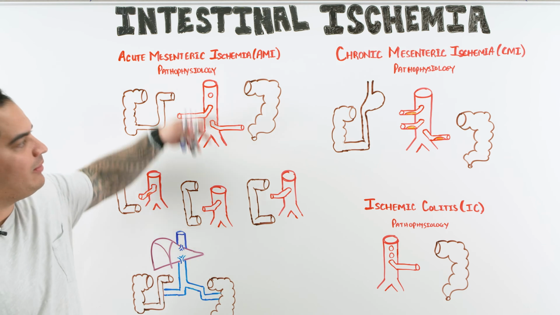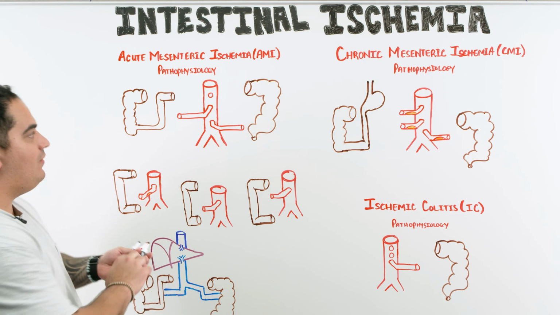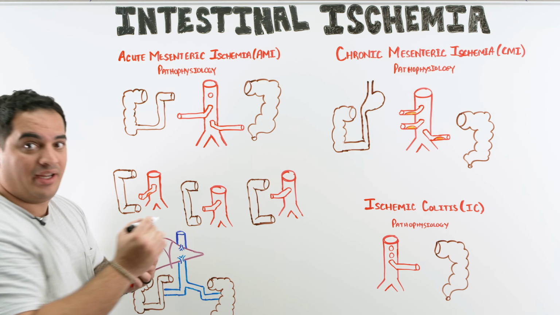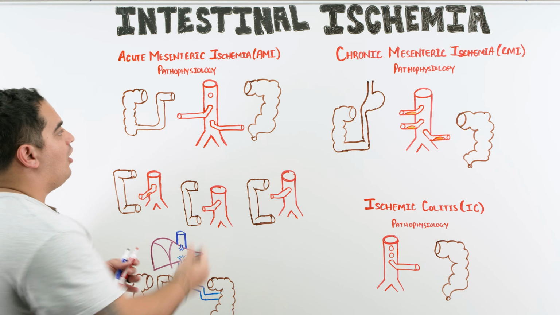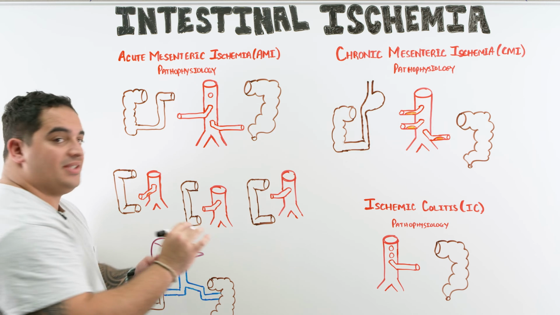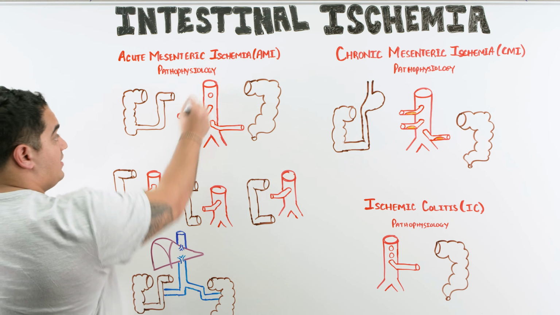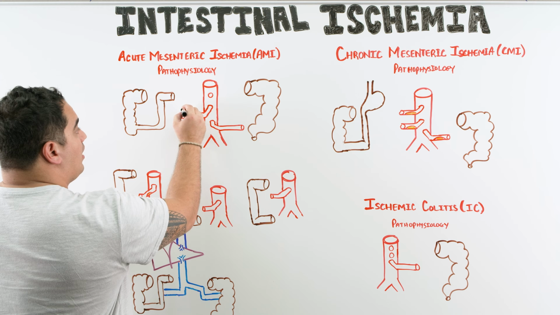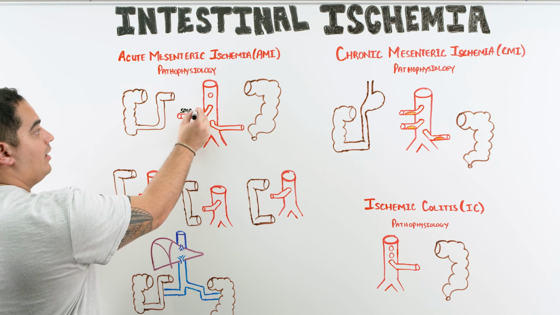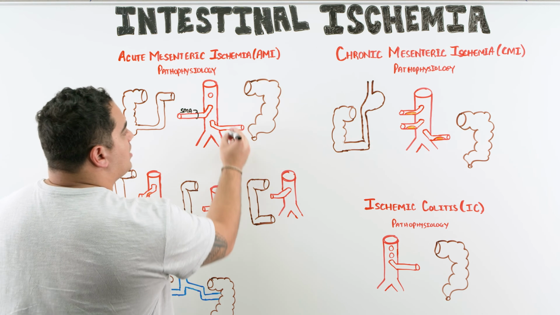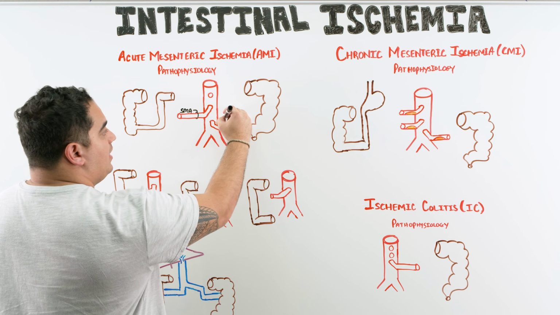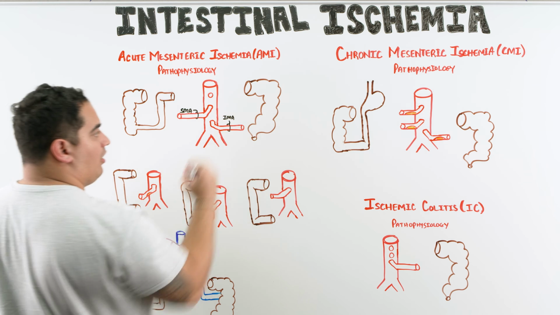So we have to go back to some of our basic anatomy. If you guys remember, here we have our aorta, this big vascular artery within the center of our body. Off of it, you have a couple different arteries. One of the most common arteries that is affected in patients who have acute mesenteric ischemia is what's called the superior mesenteric artery. That's going to be this one right here. The other one that can also be affected, but it's much less common, is this one here, which is the inferior mesenteric artery.